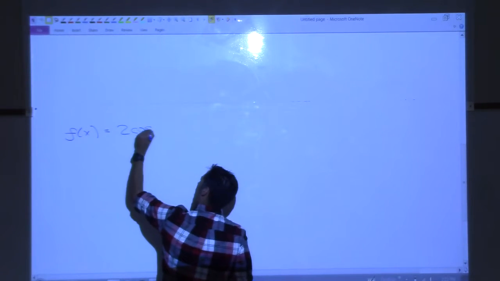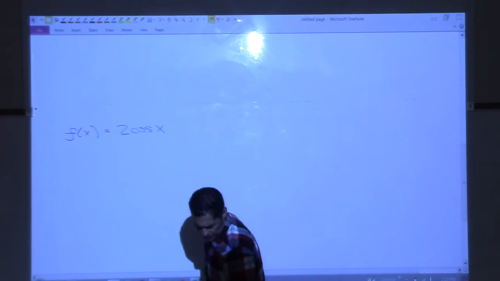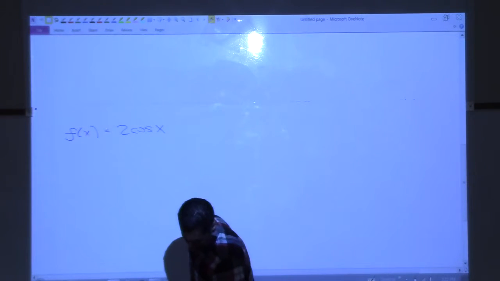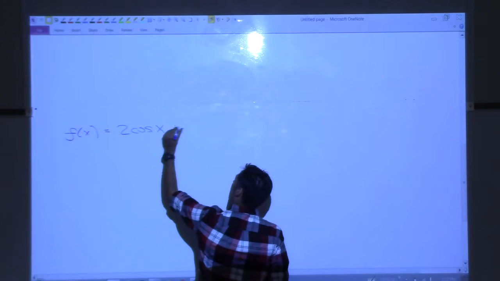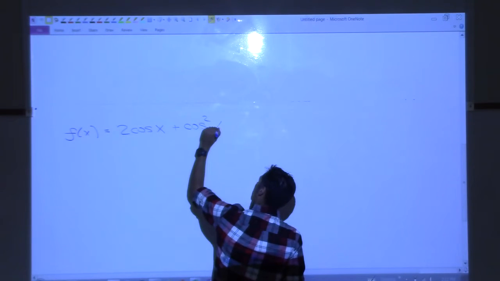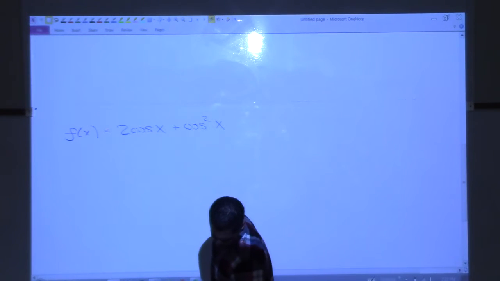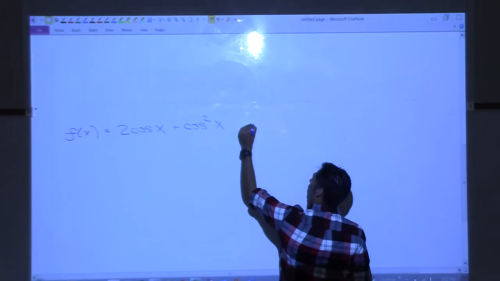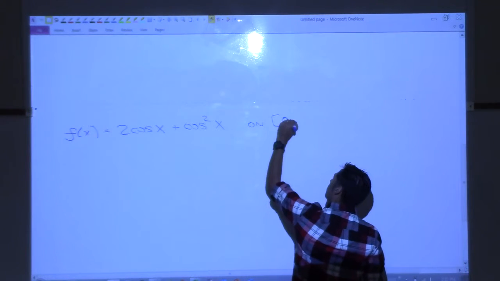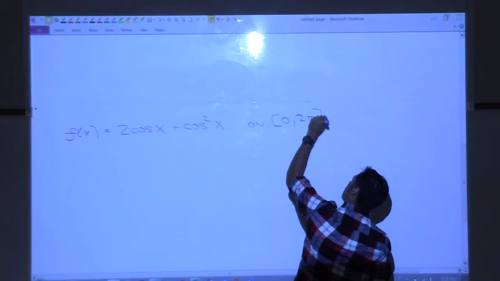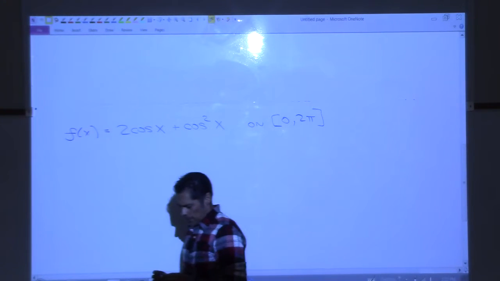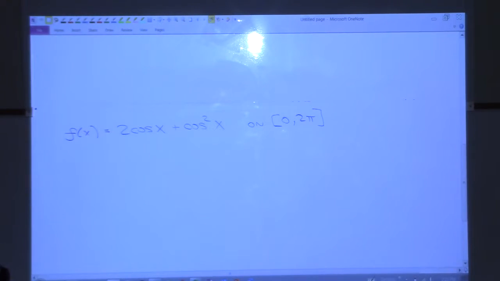2 cosine x plus cosine squared x. And I want us to look on the interval 0, 2 pi. I'll graph the previous problem, and then we'll do that one.